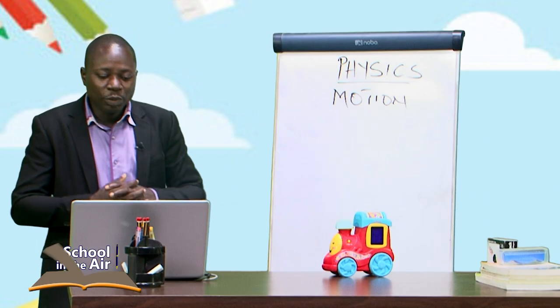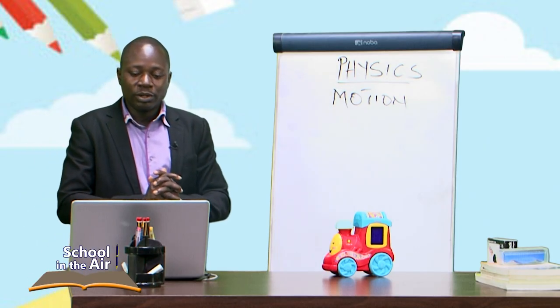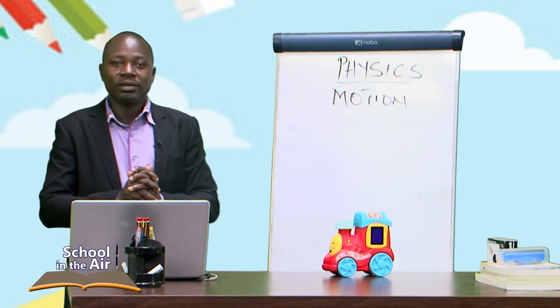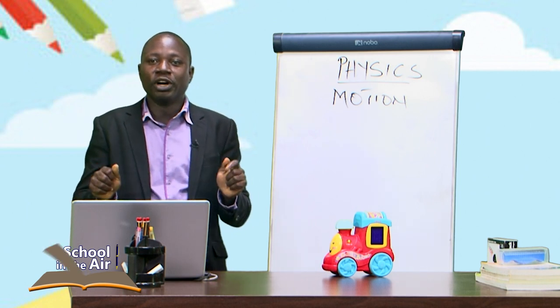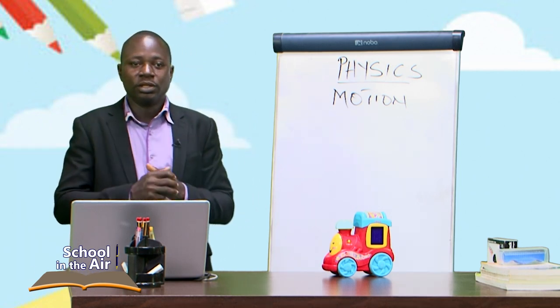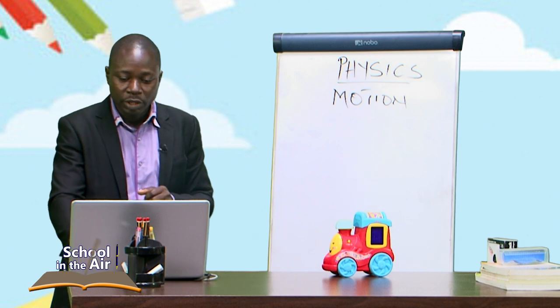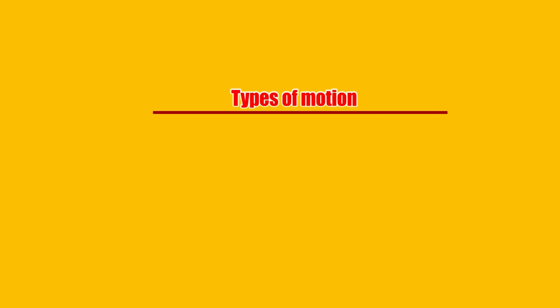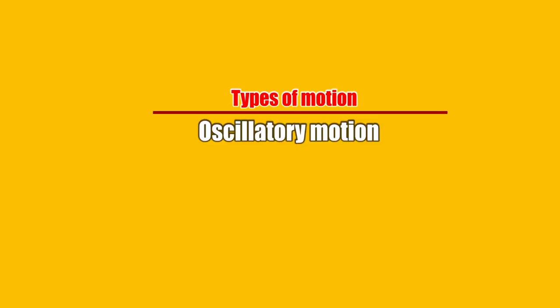Now, can you please help me to add more? Oh, you remember your blender? Once you put it on, you see it's rotating. Good. Thank you. Next is the one we call oscillatory motion.